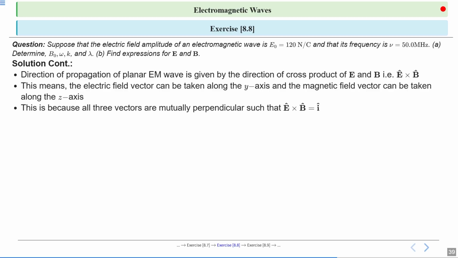Which two unit vectors are taken into account for the cross product that will give i cap? So E cap cross B cap equal to i cap. According to the cyclic property, we have to do j cross k. So the electric field vector will be along j cap, meaning the y-axis, and the magnetic field vector will be along the z-axis, that is k cap. So E along the y-axis and B along the z-axis, such that j cap cross k cap will be equal to i cap.